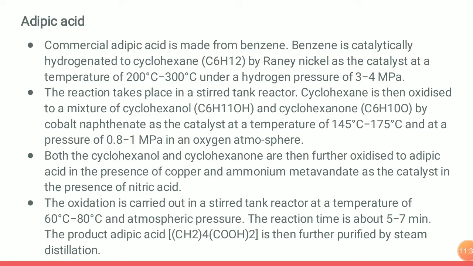The first process requires 200 degrees Celsius to 300 degrees Celsius. In the second oxidation stage, where cyclohexane is oxidized to cyclohexanol and cyclohexanone, the required temperature is 145 to 175 degrees Celsius. And again, to convert cyclohexanol and cyclohexanone to adipic acid, we require a temperature around 60 to 80 degrees Celsius. Okay, so that is a simple process for producing adipic acid.